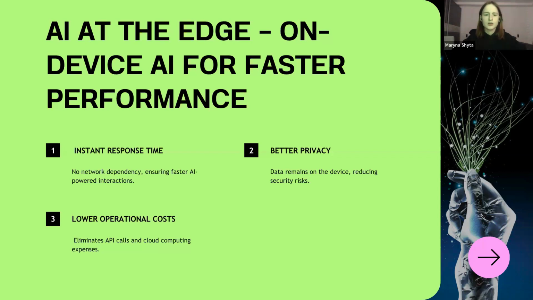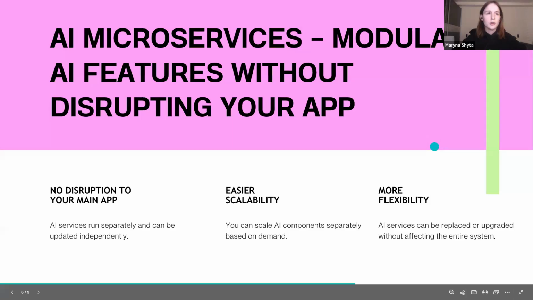Where edge AI is useful: commonly voice assistants like Siri and Google Assistant that work offline, real-time object detection in camera apps, and personalized AI models that adapt to user behavior without sending data to the cloud. Technologies like TensorFlow Lite, Apple Core ML, and others make it easy to integrate on-device AI into mobile and desktop applications.